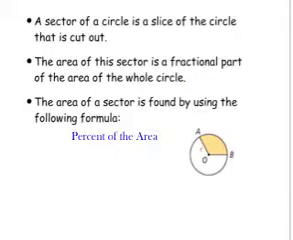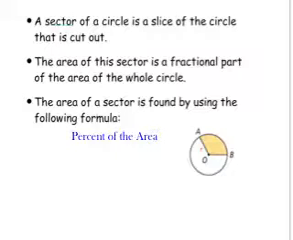Alright, so we said one of the first things we need to know is what a sector is. A sector is a slice of the circle that is cut out. I think about sect meaning cut. So a sector is a piece that's been cut out. If I take this whole circle, this shaded area is the part that's been cut out, so that is the sector. The area of the sector is a fractional part of the area of the whole circle.